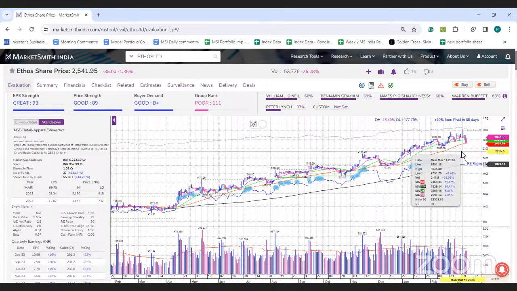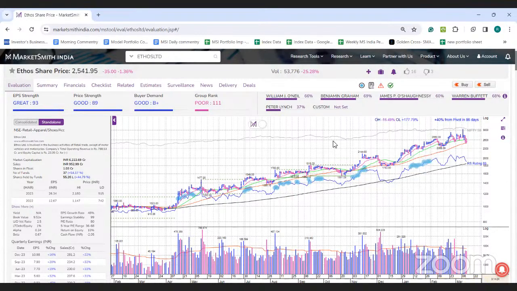So the March 11 reversal was not an ideal one. Generally, after a new high is made, if a reversal comes on high volume, then this is considered as a reversal candle. So need to be careful over here.